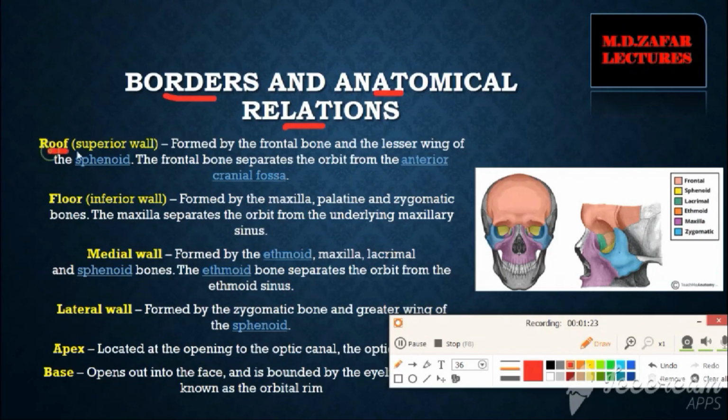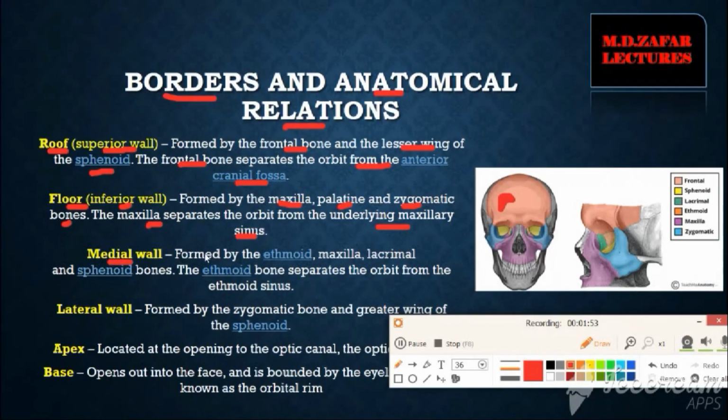The roof, which is the superior wall, is formed by the frontal bone and the lesser wing of sphenoid. This frontal bone separates the orbit from the anterior cranial fossa. This is the frontal bone. Now further talking about the floor, which is the inferior wall, it is formed by maxilla, palatine, and zygomatic bones. Now the maxilla separates the orbit from the underlying maxillary sinus.